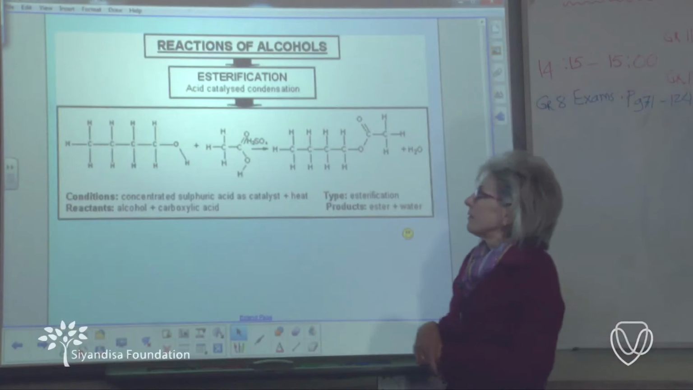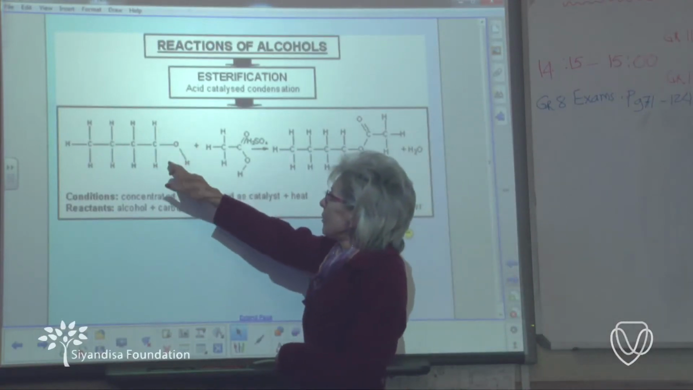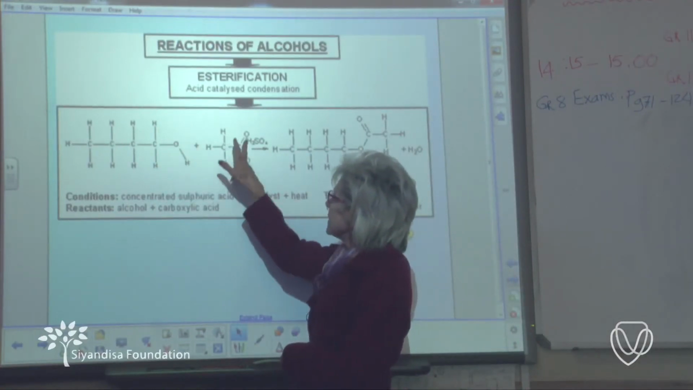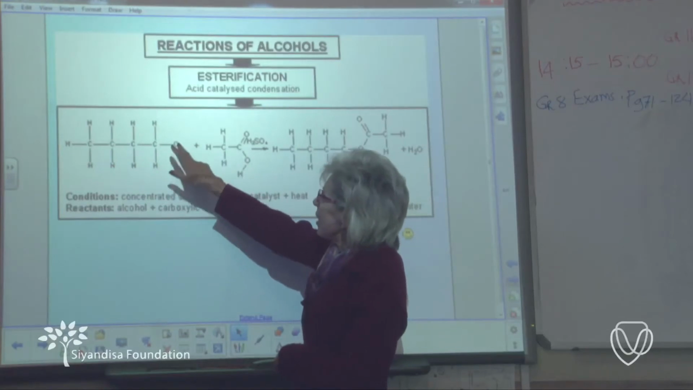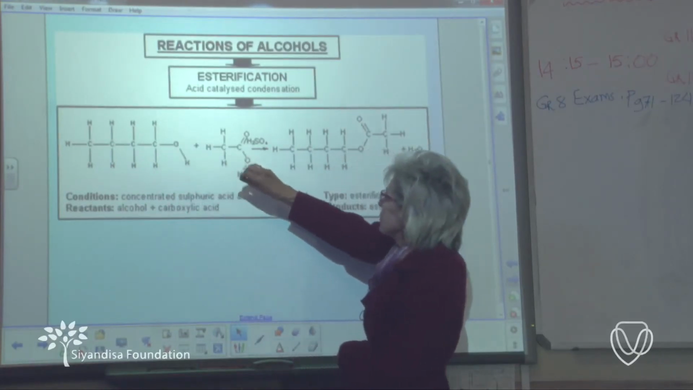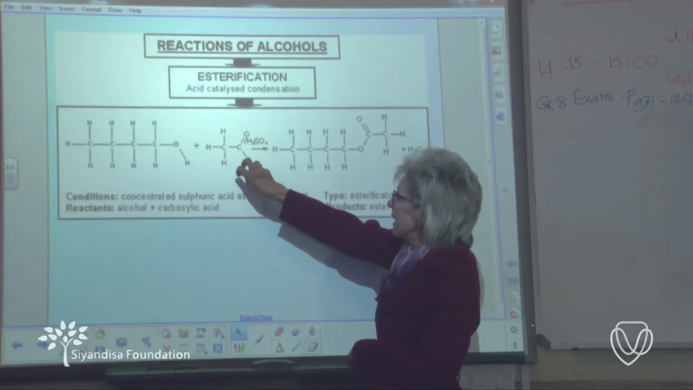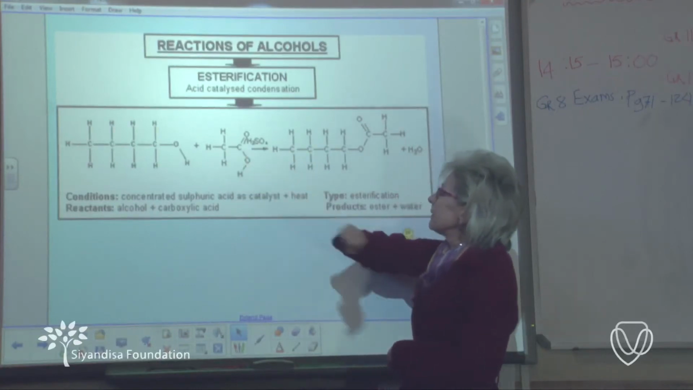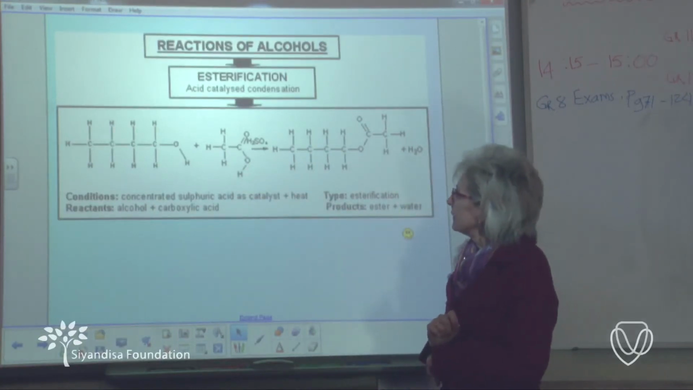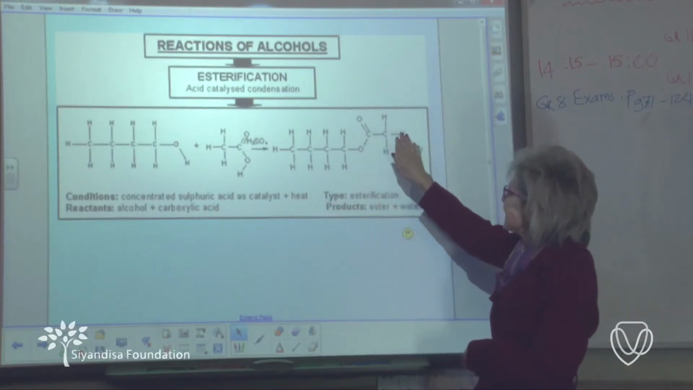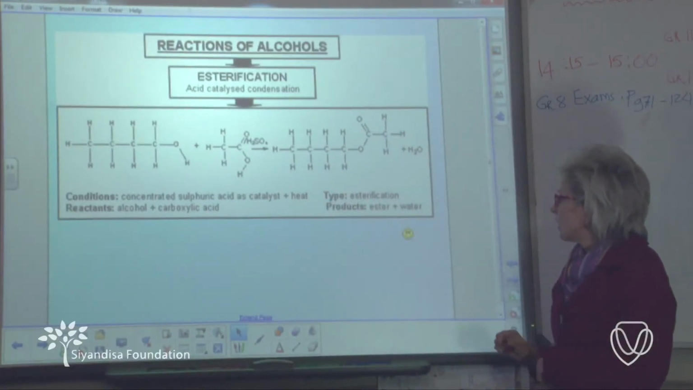Esterification, we're familiar with: the carboxylic acid, COOH, with an alcohol, and the hydroxyl group and hydrogen react, your dehydrating agent being sulfuric acid, and you end up with an ester and a water molecule.